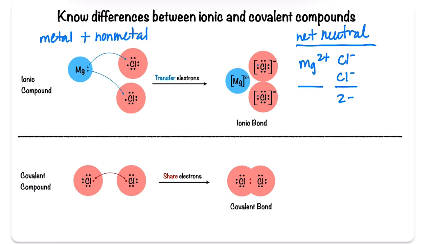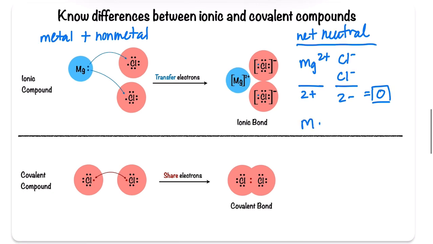The magnesium is a total of 2 positives. So +2 minus 2, that's going to give you 0. And this is what we mean by a net neutral charge. So when we write the chemical formula of magnesium chloride, we must write it as magnesium with 2 chlorine atoms, because that's what it needed in order to be net neutral.